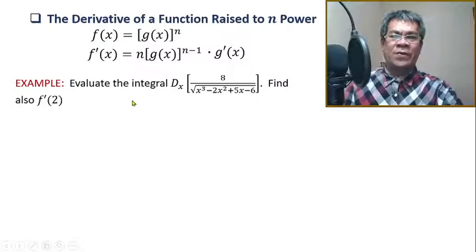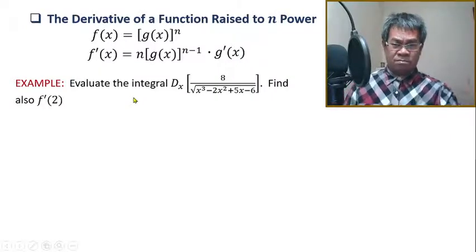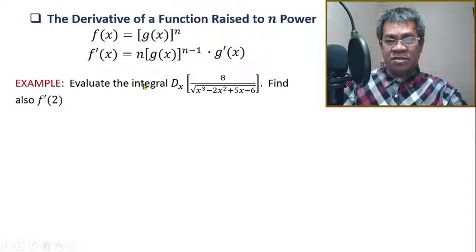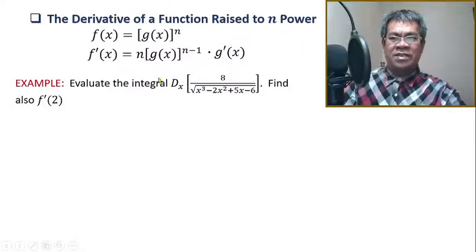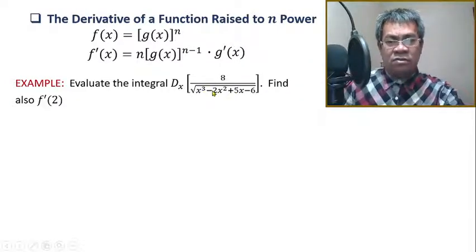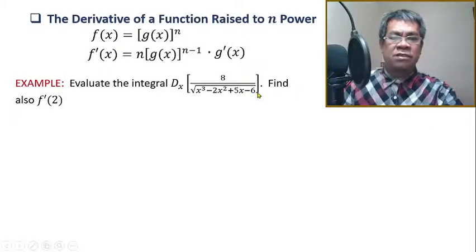Okay, now we will apply that to a problem. So look at this one. We are asked to evaluate the, sorry, this must be differential. So change this to evaluate the derivative. Okay, differential. Evaluate the differential, not integral. We are still on differential calculus, so kindly change this one. Okay. Now the function is 8 over the square root of this number. So we have x cubed minus 2x squared plus 5x minus 3.